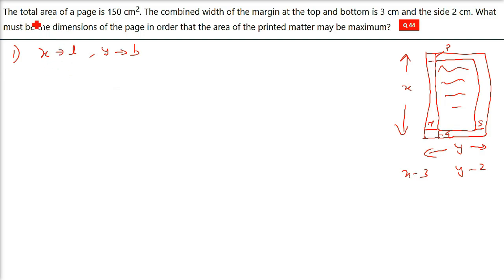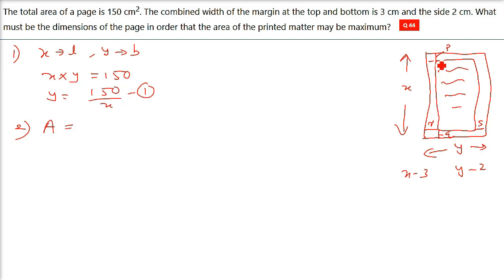But before that, we already have the total area of the page. So x into y, we already have it. And this is already given as 150 in the question, the total area. We can get a certain relationship between x and y. You can call it y equals 150 by x or x equals 150 by y. We are very well versed with x. So we always take x on the right, so that when we differentiate, we only get x.